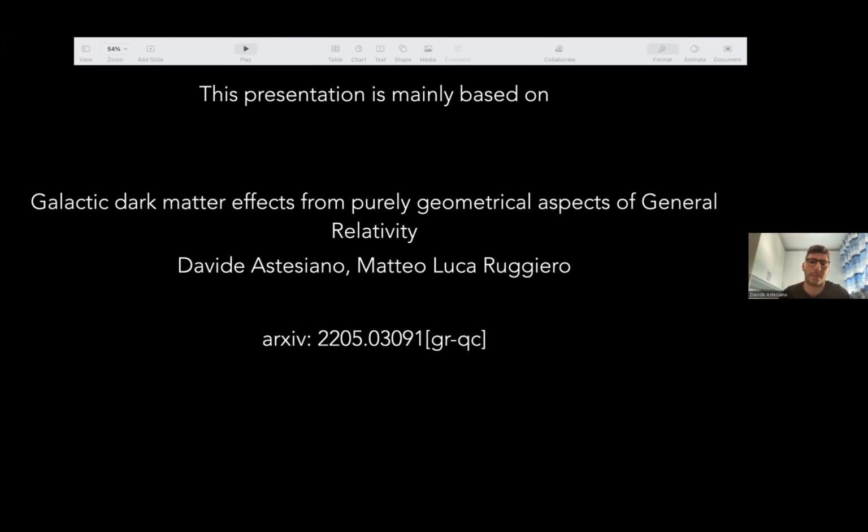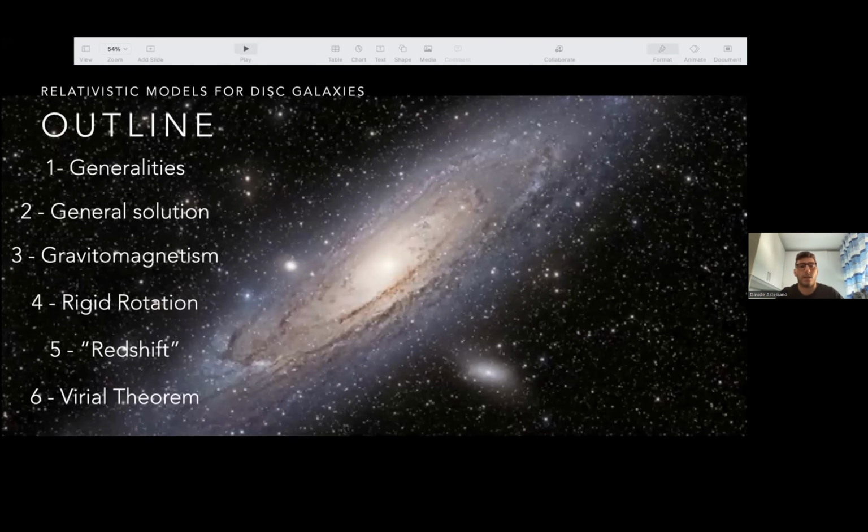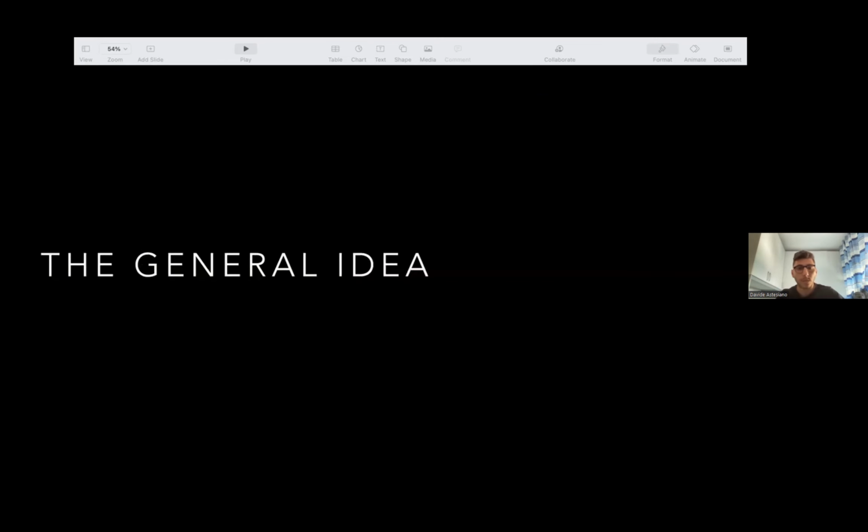So we are not going to talk about a specific model. This is a collection of all the possible dust axisymmetric and stationary models for galaxies. So the outline: I'm going to give you the generalities, then the general solution for all possible dust stationary axisymmetric solutions in general relativity. Then I'm going to talk about the main limits, so the gravitomagnetic limit and the rigid rotation limit, which Professor Crosta talked about, and then I'm going to discuss in general the redshift, and at the end the virial theorem.